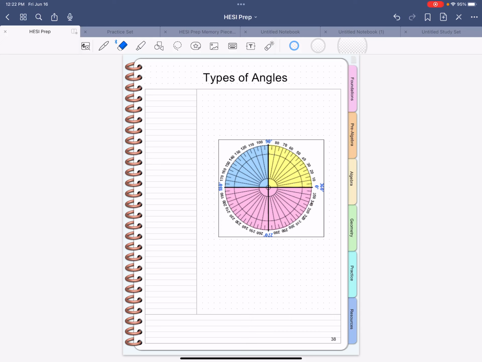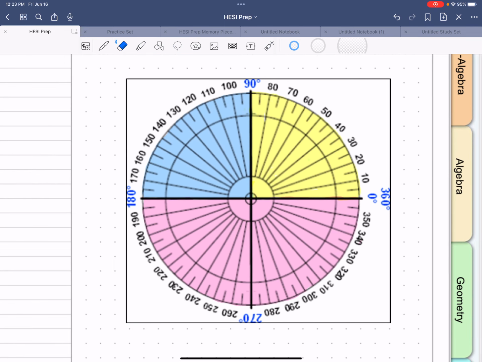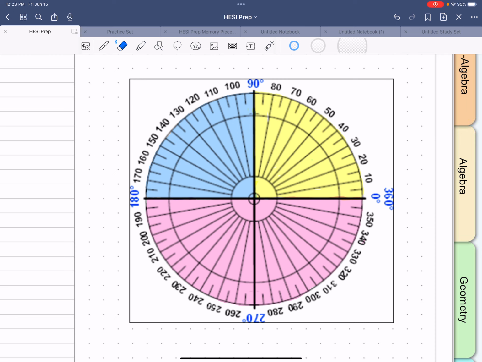I am on page 38. This is talking about more geometry vocabulary, types of angles. And I have taken the time to color my circle using some highlighter or colored pencils would be fine. I would encourage you to stop the video and do the same. Just pause the video, color your circle segments, and then we'll talk about those.